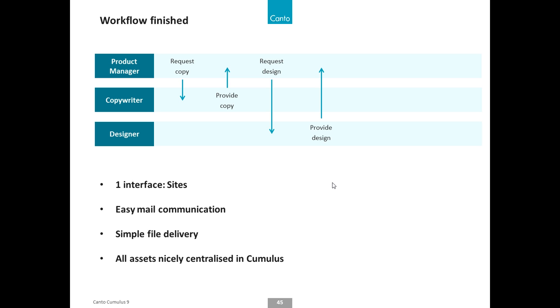This was a summary screen of part 1, in which I explained that with the standard Cumulus 9 functionalities, you have one simple interface being sites, an easy mail communication with the upload link and the upload functionality, the mail collection basket, a simple file delivery with the upload functionality, and all assets finally nicely centralized inside Cumulus.